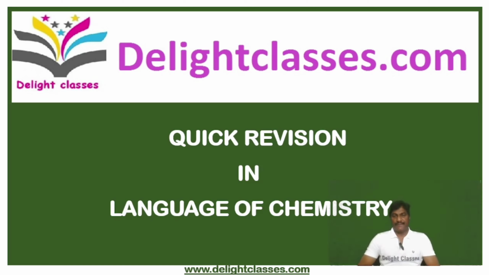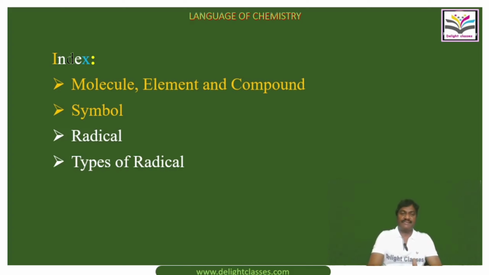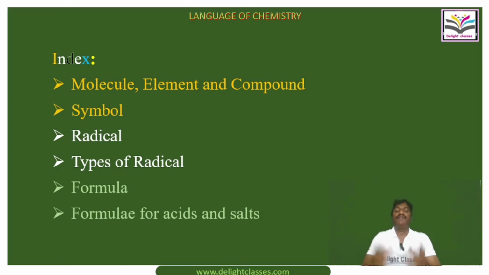Today we are going to see what is the language of chemistry. What is a molecule, an element and a compound? The next one is what is a symbol? What is a radical? Types of radicals, formulae for acids and salts. Here we are going to see all the basic things which are required for chemistry.